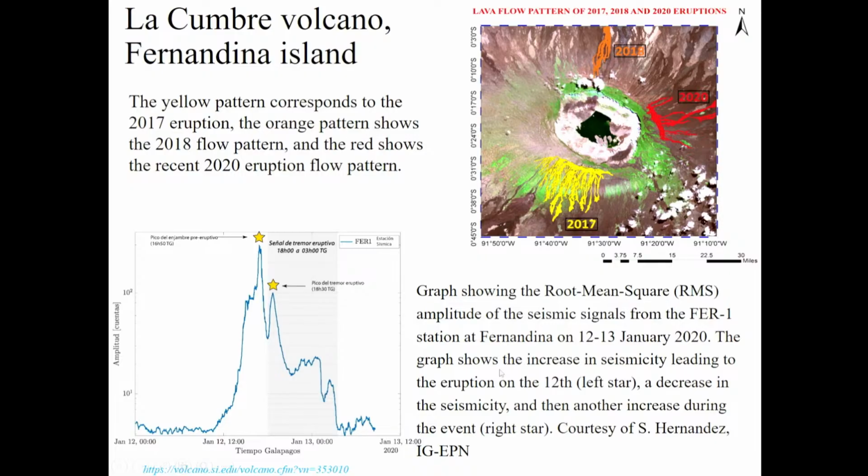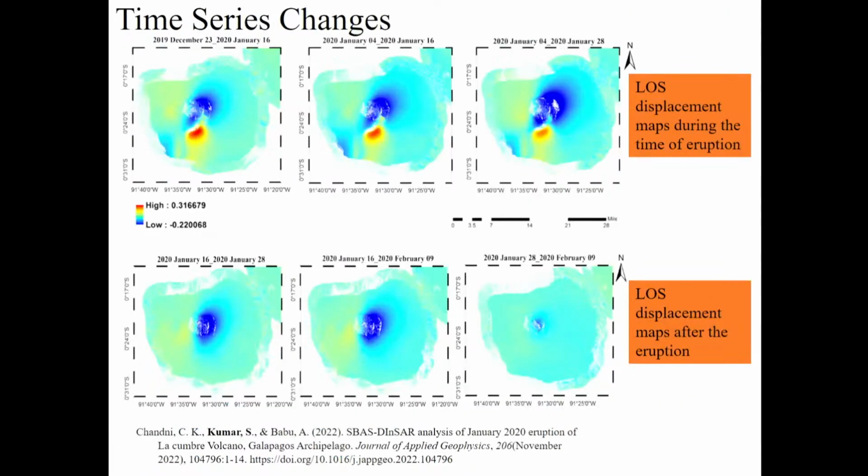Okay, so here some correlation was established, and the study was carried out, and the time series changes were detected with the help of the Sentinel-1 dataset. Here also SBAS based analysis was used. SBAS is basically an extended form, an advanced technique, of differential SAR interferometry. In this literature, SBAS InSAR analysis of the January 2020 eruption of the La Cumbre volcano of the Galapagos archipelago, we carried out a study which has been published in the Journal of Applied Geophysics.